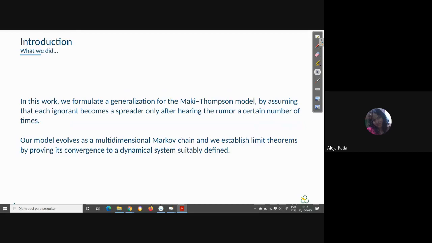So what we did in this work is a generalization of the Maki-Thompson model, assuming that each ignorant becomes a spreader only after hearing the rumor a certain number of times, k times. Our model involves a multidimensional Markov chain, and we establish a limit theorem describing the proportion of the ignorant when the process ends. We do that by analyzing the convergence of a suitably defined dynamical system.